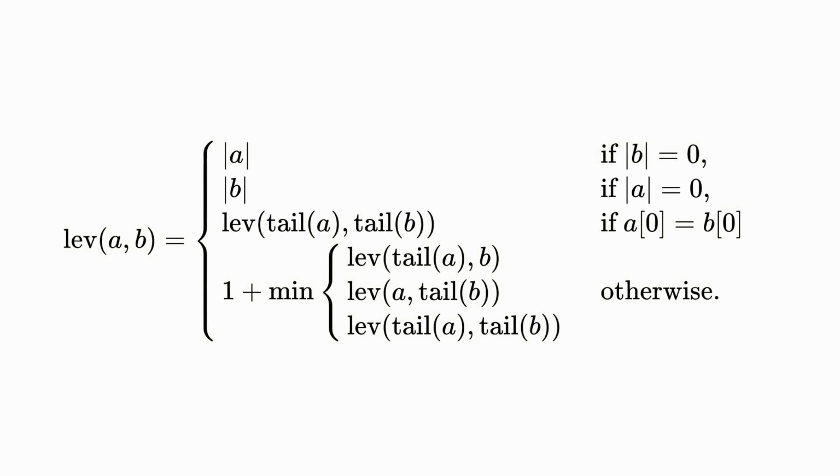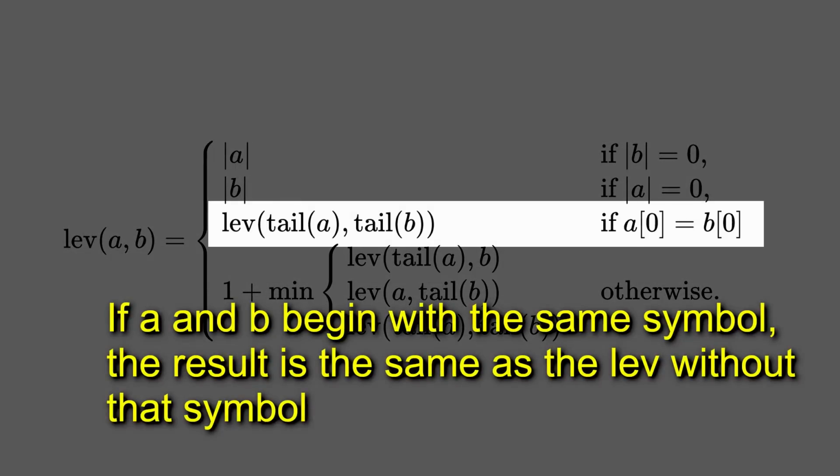The next line is really quite interesting. I think this is one of the key insights that Mr. Wagner Levenshtein made. If the strings A and B start with the same character, I don't know, dinosaur and dog, both start with D, then you don't have to edit that first character. So the Levenshtein edit distance between dog and dinosaur would be the same as the Levenshtein edit distance without that first character.